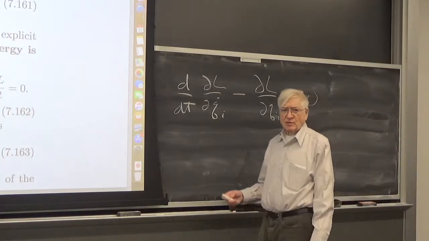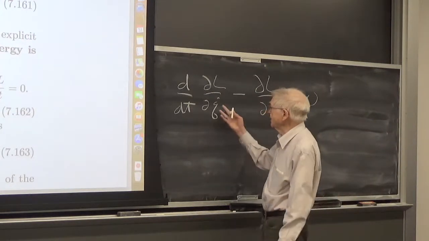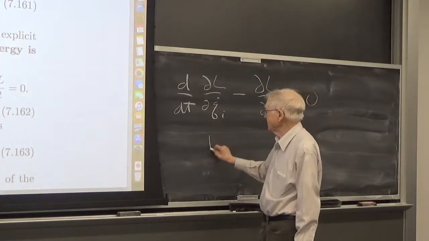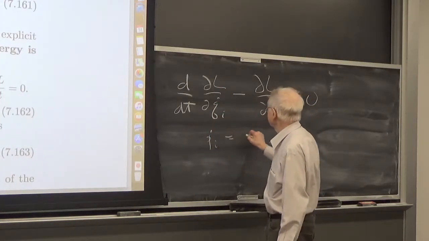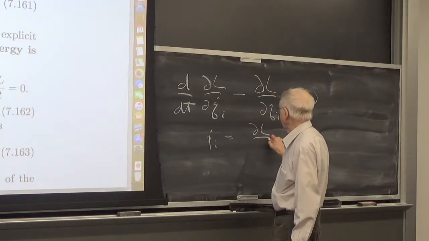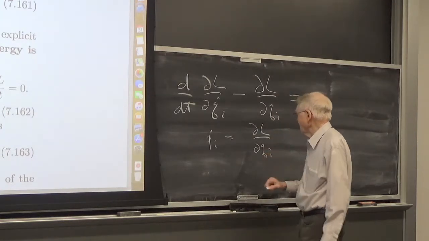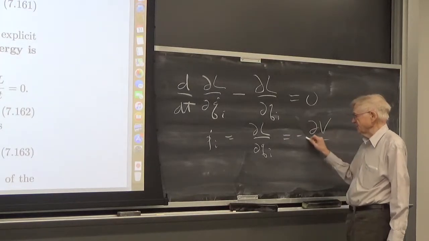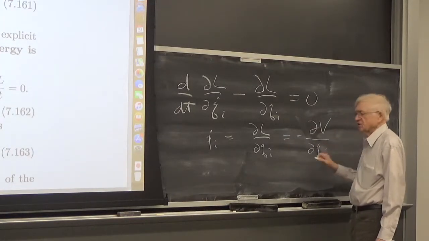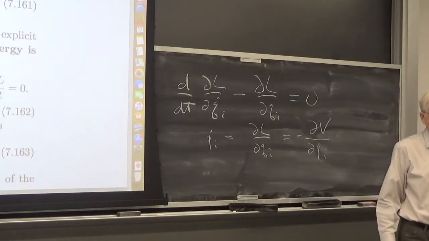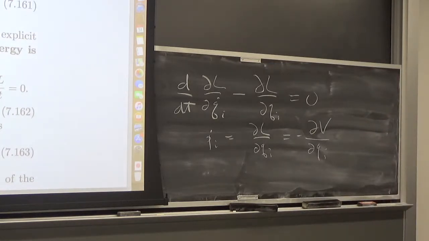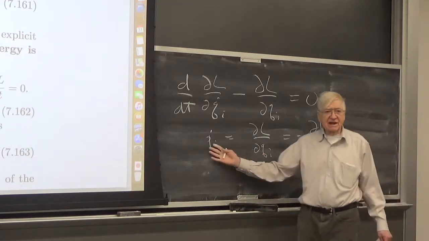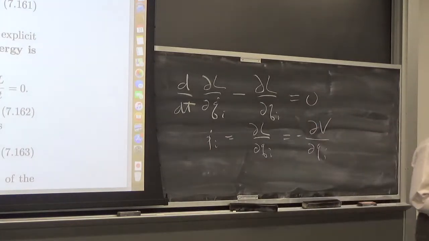You recall that when we changed variables going to the Hamiltonian, this was actually pi. So this is pi dot is equal to partial L partial Qi, and partial L partial Qi is actually minus partial of the potential energy with respect to Qi. So this is the form that Newton's laws take. This is the way you normally see classical mechanics presented.